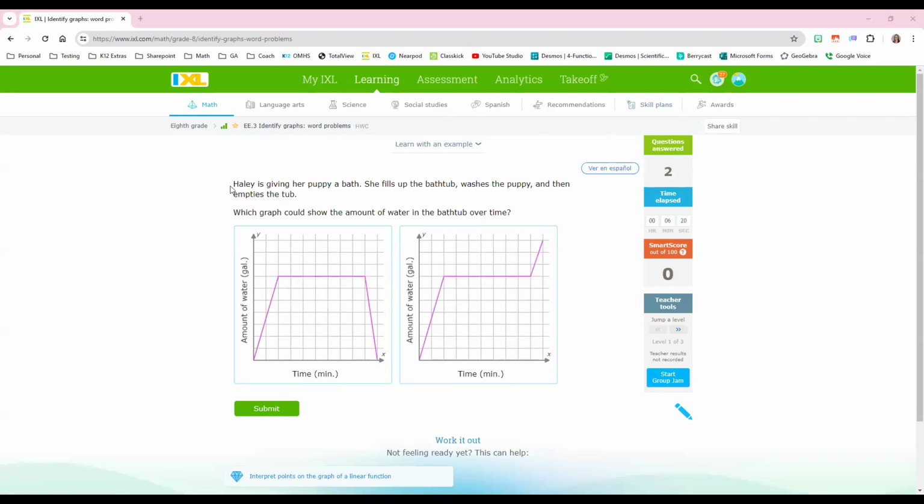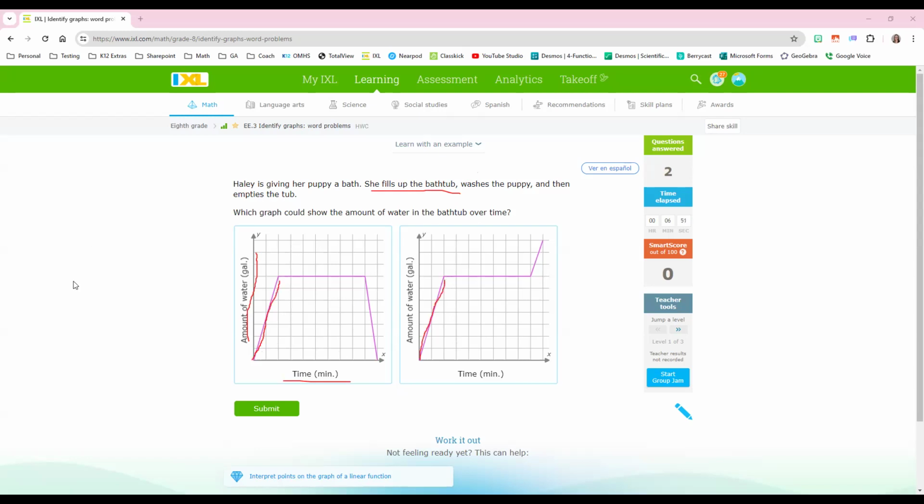All right, next up, Haley is giving her puppy a bath. She fills up the bathtub, washes the puppy, and then empties the bathtub. Which graph could show the amount of water in the bathtub over time? All right, so if we look at this, we have time and then amount of water. So she fills up the bathtub, so that means the water would increase. Well, when I look at both of these graphs, they both have a section that's increasing.